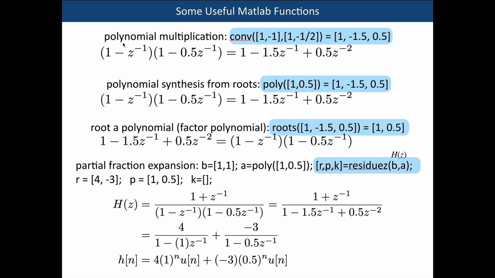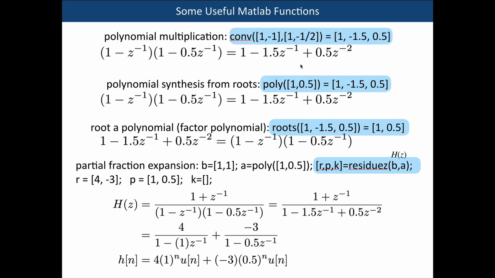And so what we do is we represent this polynomial in terms of its coefficients. Its coefficients are 1 and negative 1. And so that's this little vector right here inside the conv function. And then this polynomial is represented by the vector 1, negative 1 half. And so that's this vector right here. If you get out a piece of paper and check this calculation by working this out by hand, you would verify the same thing that the conv function gives you in MATLAB, and that is that the convolution of these two sequences is the vector 1, negative 1.5, and 0.5. And so we could use that as the coefficients of a polynomial, which is the product of these two polynomials. So you can see that in MATLAB, you represent polynomials as vectors, and you can multiply polynomials by convolving vectors.